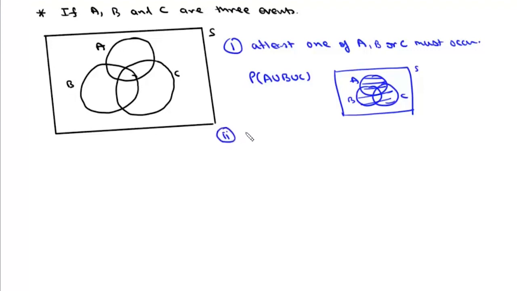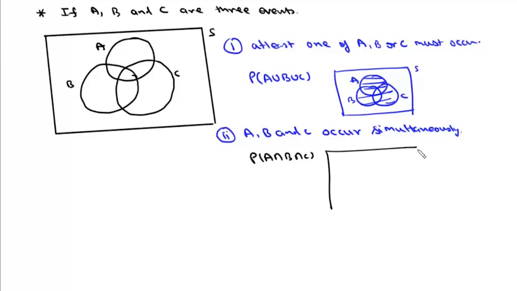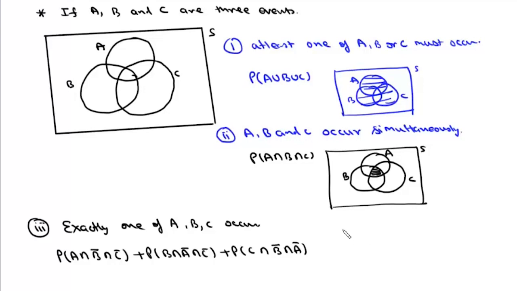Second one is probability A, B and C all occur simultaneously. So this is given by probability of A intersection B intersection C. Now this is the region which is common to all the three circles. So this is A, B and C, and this region is probability of A intersection B intersection C. So basically we are talking about this region.